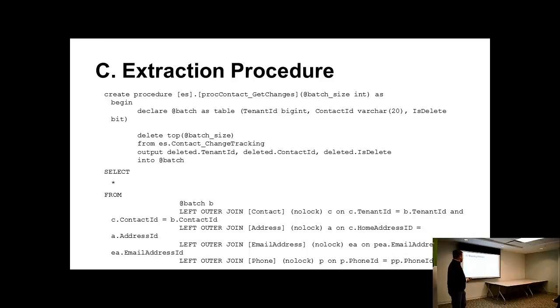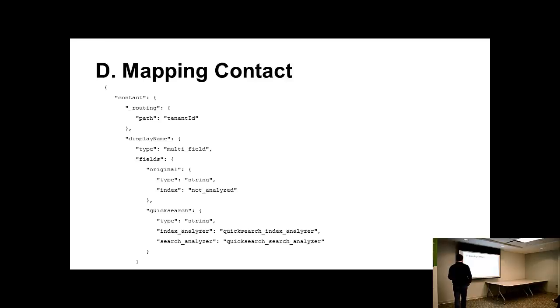All right, the mapping. So here's our mapping for contact. A couple things to notice. The routing is done by tenant ID. This says use the tenant ID field in the document as your routing. This is the multi-field display name. I believe they changed something slightly about this in 1.0, so the syntax is for 0.90, which we're running in production. The original display name is not analyzed, so we can sort on it. And the quick search uses the specific index analyzer and search analyzer that I talked about earlier.